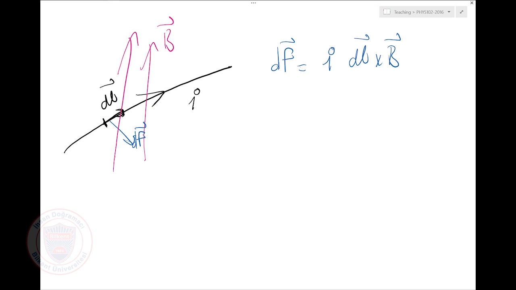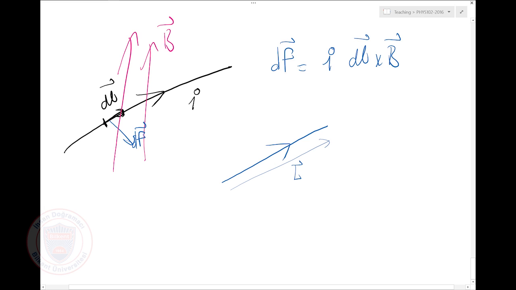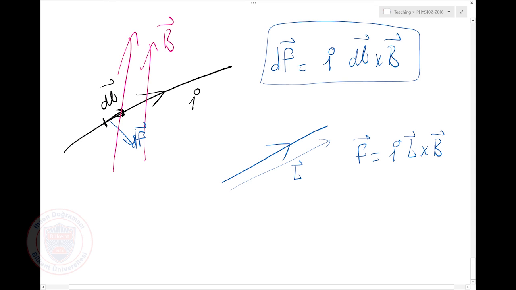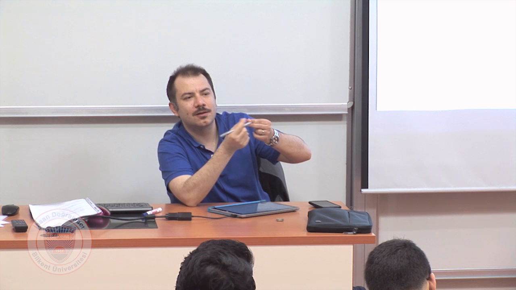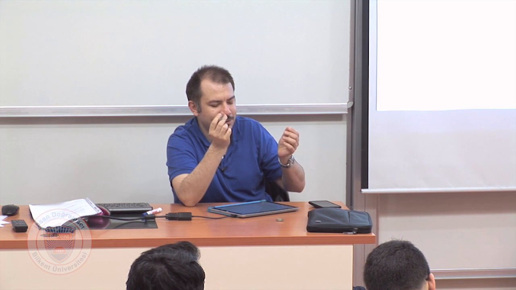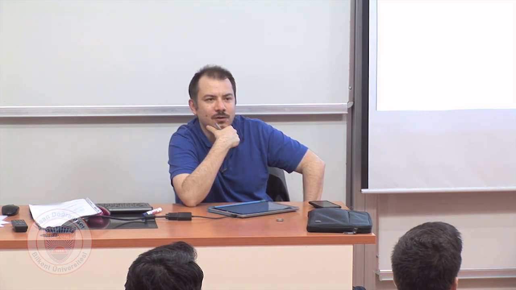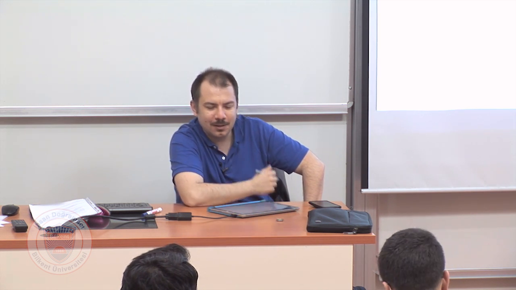In practice, what does that mean for a uniform wire of length L? I can define a vector L. The total force will be I times L cross B. All right? But the real formula is for the differential part, so we can actually do it for not a straight wire, but any kind of curved wire. All right?